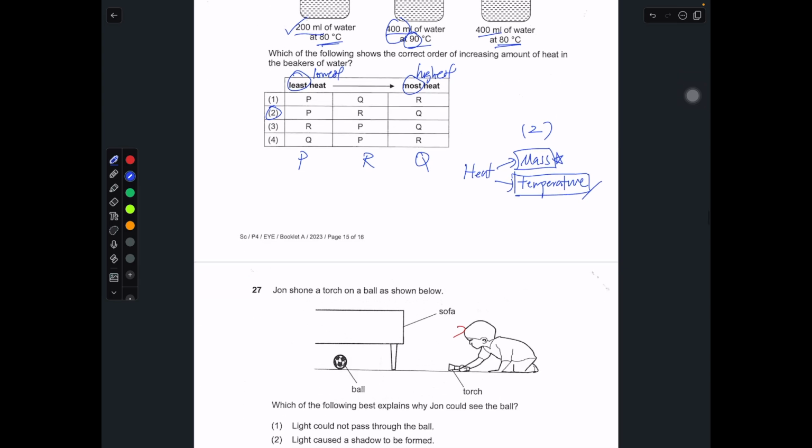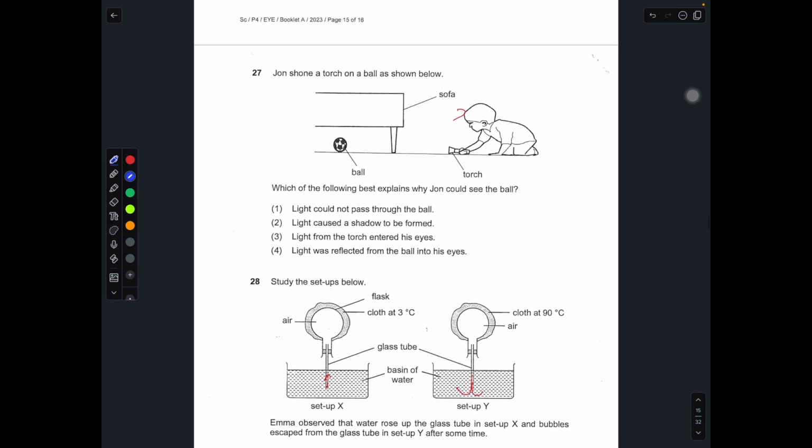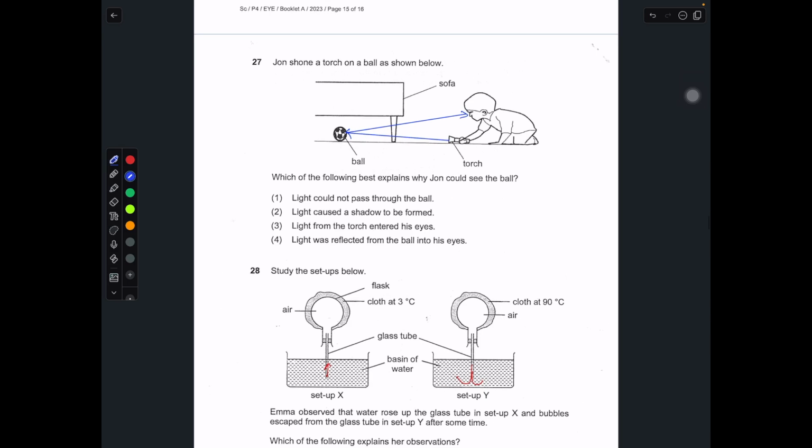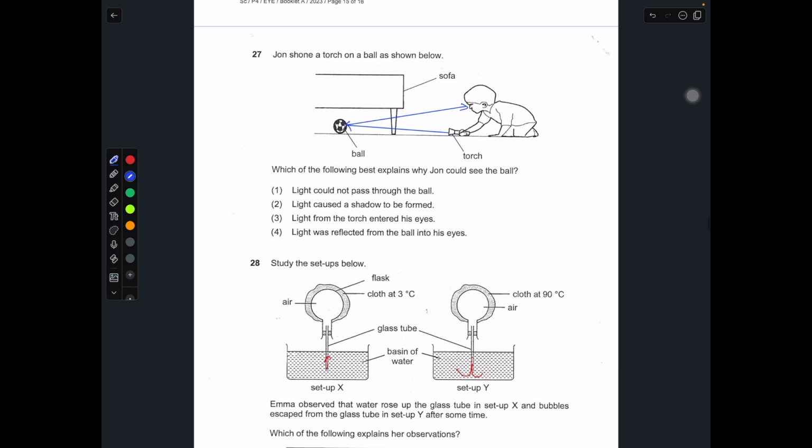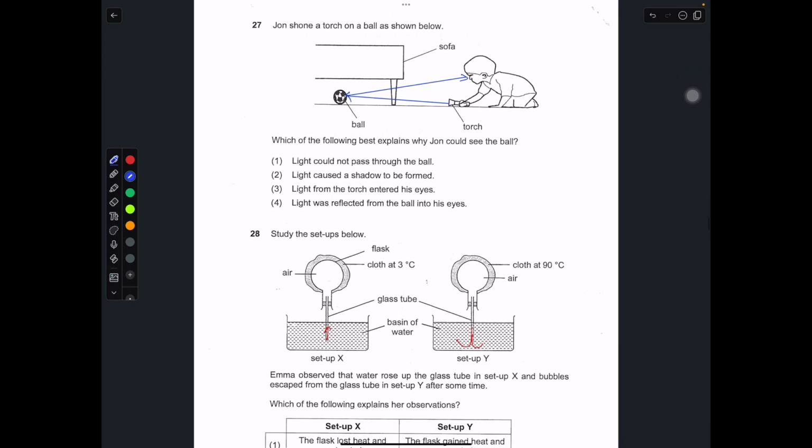Okay, so Joan shone a torch on the ball as shown below. So the light will hit the ball, and the ball will reflect the light back into the person's eyes. Okay, this is how the light path will look like. Which of the following best explain why Joan can see the ball? Okay, it's not because of this: light cannot pass through a ball. Light causes a shadow. This is about blocking light.